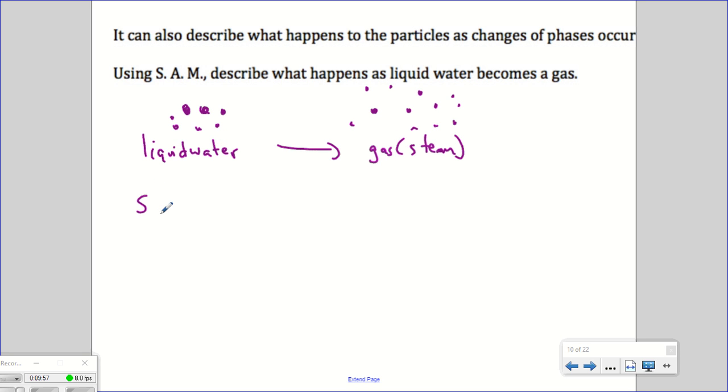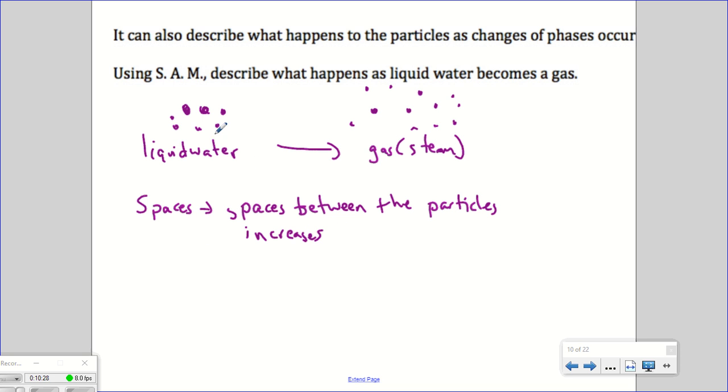And so we have the spaces part. So as liquid water goes to a gas, the space between the particles increases. So the distance between these particles has gotten larger. The particles themselves do not get larger, the spaces between the particles get larger.